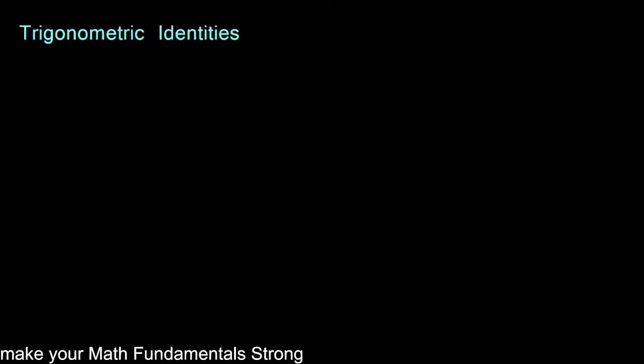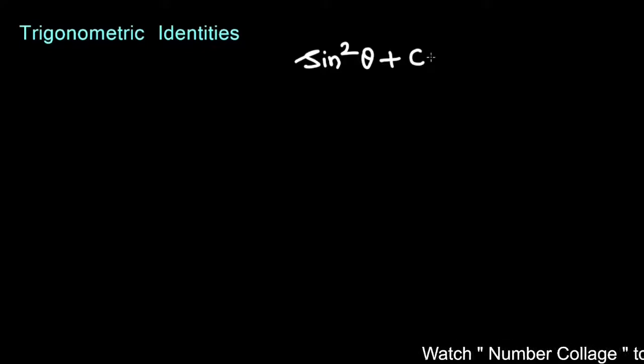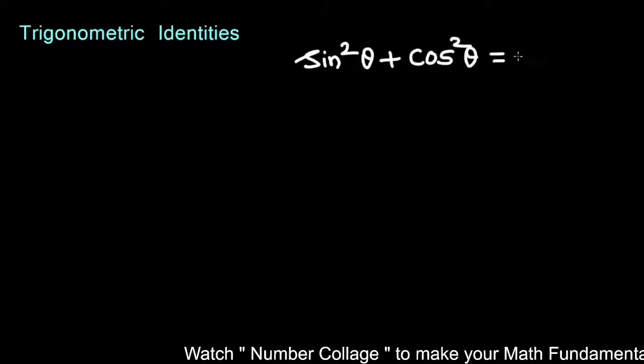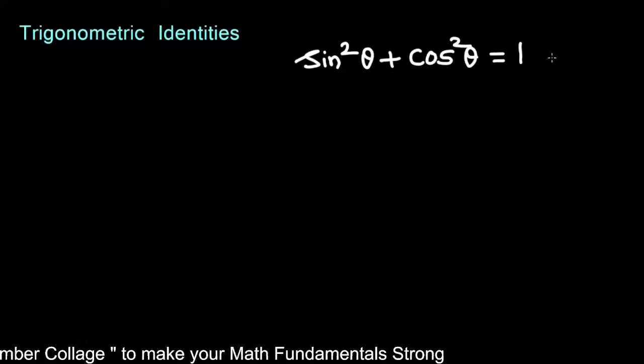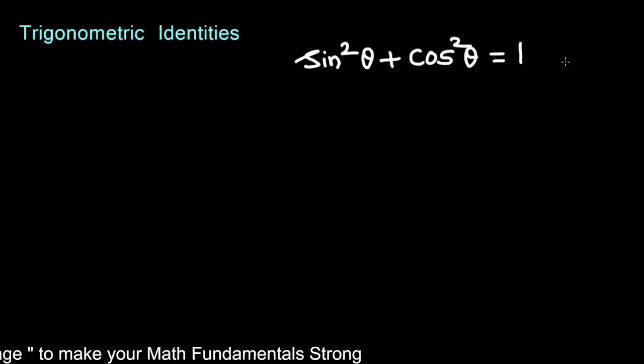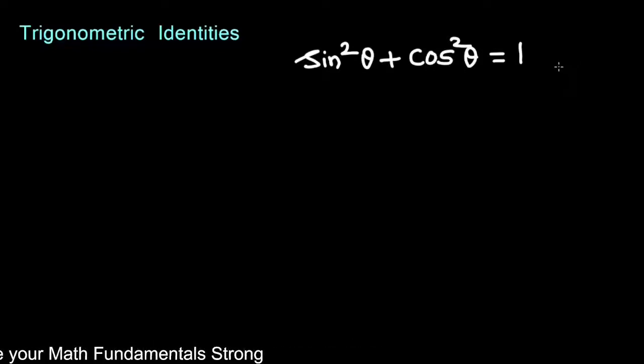Trigonometric identities. In the beginning of this video, under the topic of trigonometric functions, we have seen one trigonometric identity, which was sine square theta plus cos square theta equals 1. Now from this trigonometric identity, we will deduce two more trigonometric identities which are very useful in solving different problems.